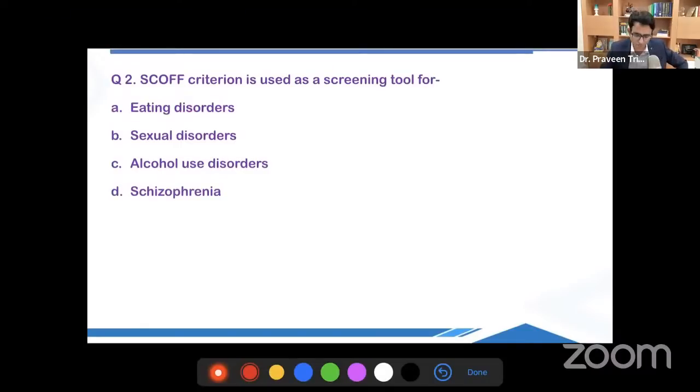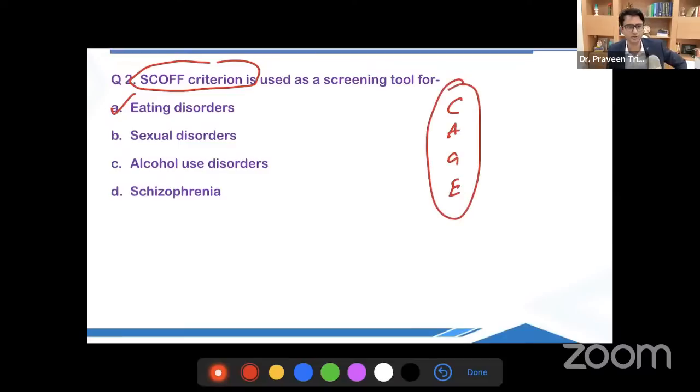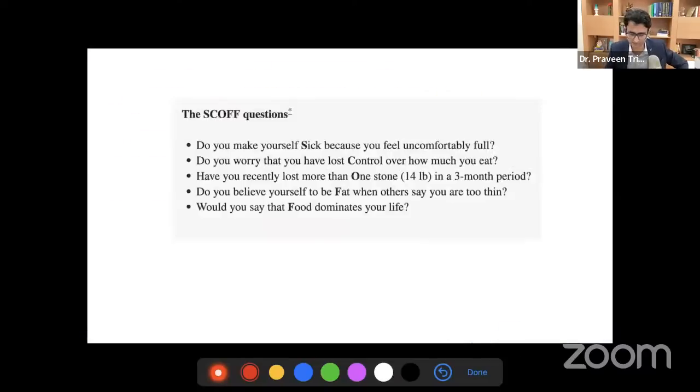This question used to be asked in the past by NIMHANS and even JIPMER, but I was surprised to see it in the INICET examination. So the SCOFF criteria is basically a screening tool for eating disorders. All of us are aware of the CAGE questionnaire, the one we use for screening for alcohol use disorder. The SCOFF criteria asks 5 questions.